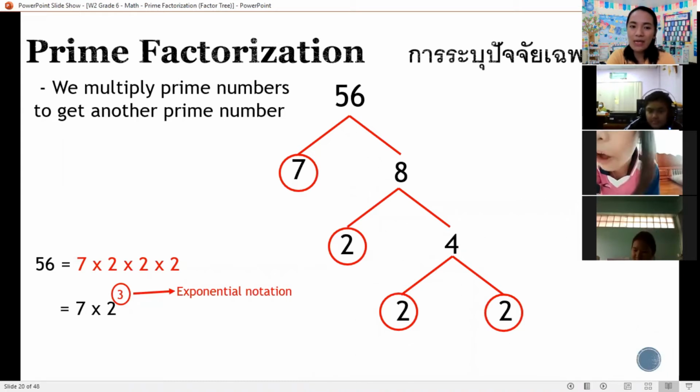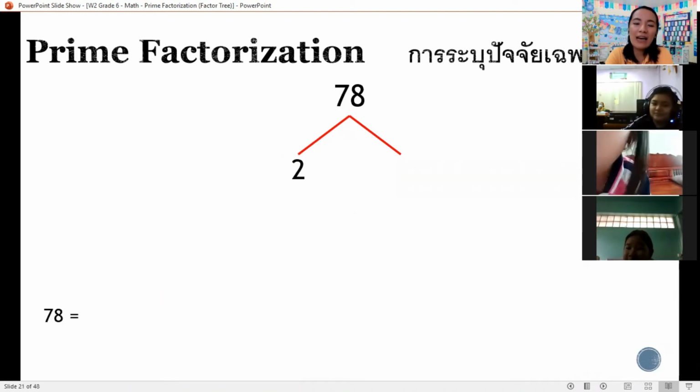Now look at the small number 3 at the top of 2. We call that exponential notation. Why did we use that number? Because you count. How many 2 do we have? 3. So we will use to the power of 3. Do you understand? Yes. Take note that we only use this if we have repeated numbers. Is that clear? Now let's move on to the other example.